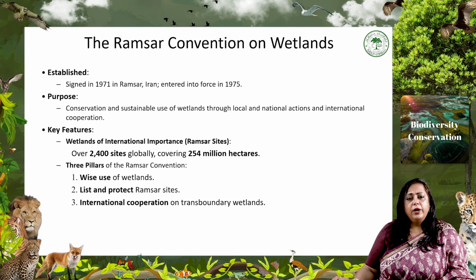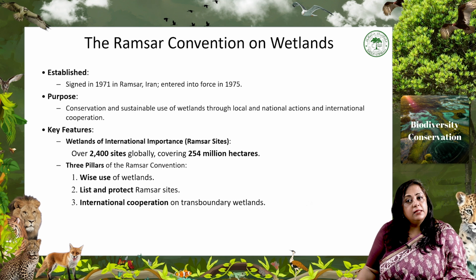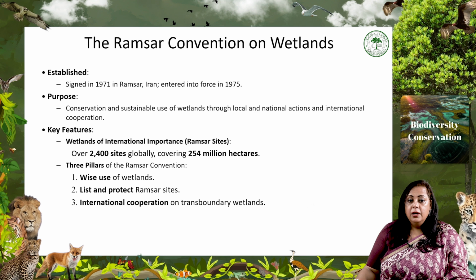Wetlands are vanishing, and wetlands are important sites for migratory birds. Lots of birds come and take shelter in the wetlands. The convention took place in 1971 in Ramsar. Ramsar is a site in Iran, and because the convention took place in Ramsar, it is called the Ramsar Convention. The main purpose of this convention was sustainable use of wetlands through local and national action and international cooperation.